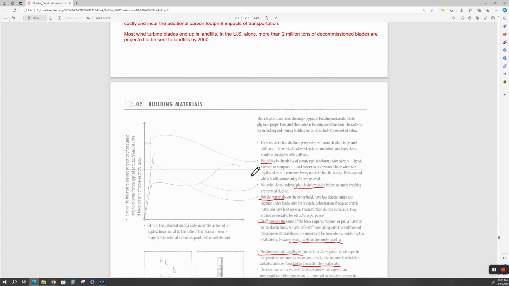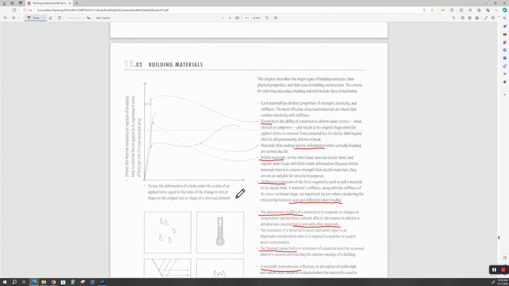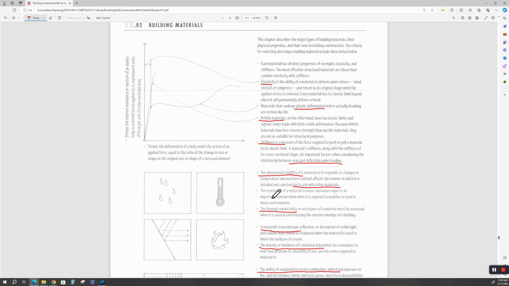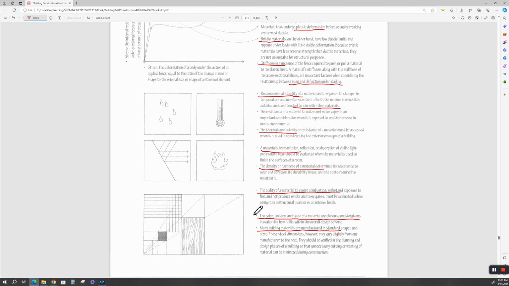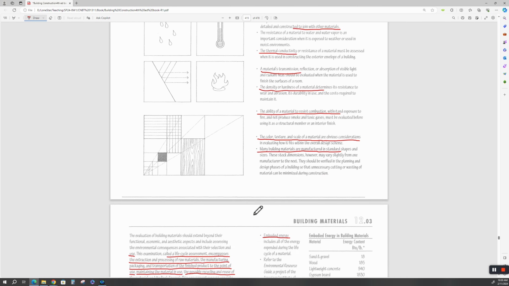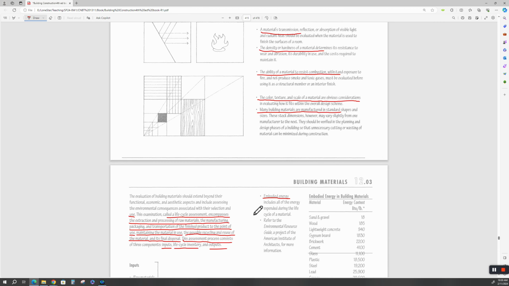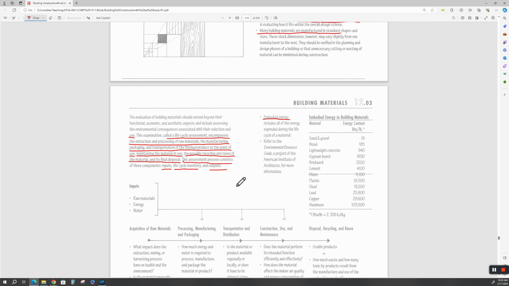We talked about elasticity, plastic deformation, brittle stiffness, span deflection under loading, dimensional stability, and thermal conductivity. And you're probably running for the door right now going, "Oh, stop it, stop it." Okay, so let's get back to life cycle and carbon footprint.